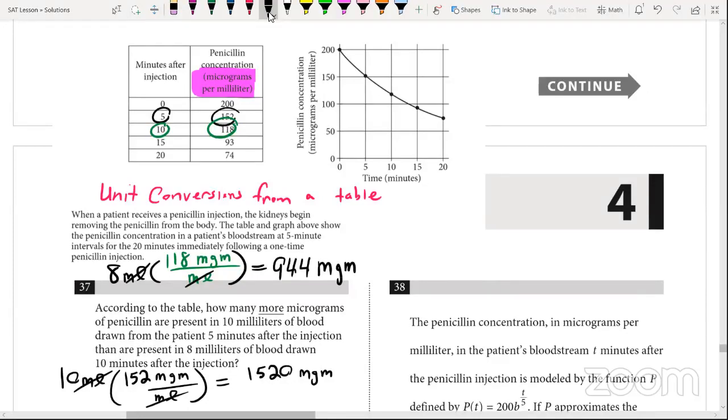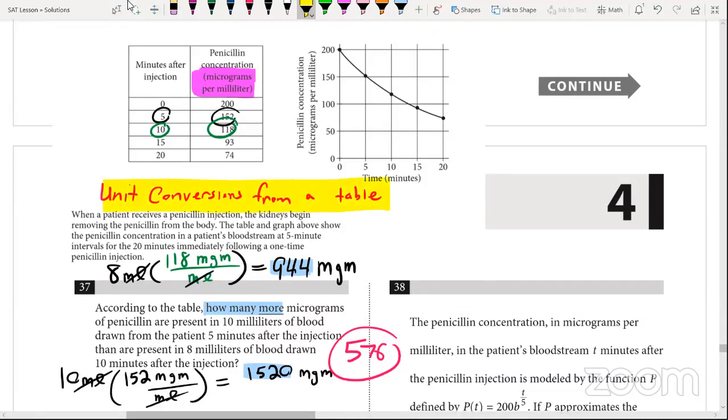So we've converted to micrograms depending on the different unit conversions at each number of minutes after the injection. The question is asking, how many more micrograms did we have for the first figure as compared to the second figure? So how many more is 1,520 compared to 944? How many more is just code for subtraction. So 1,520 minus 944, and the difference is 576. So the answer to this question is that the first value was 576 more than the second value.